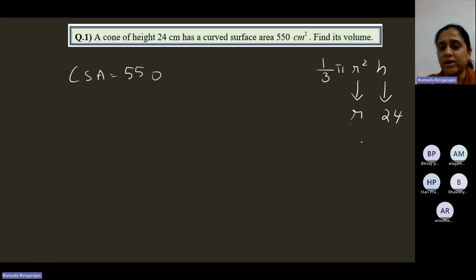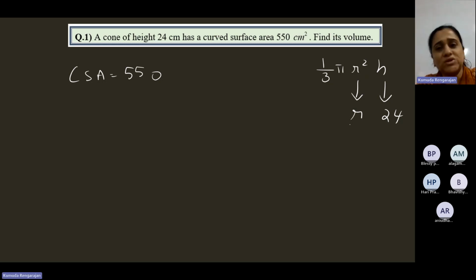1 by 3 pi r square h. We have h. We don't have r. So you should find r. That's why CSA is given. Why should they give you the CSA? What should they give to find volume? R and H, no? H is given, 24. They should give you R. Instead of giving R, they've given you CSA 550. So why is that given? You should use that information and find R.